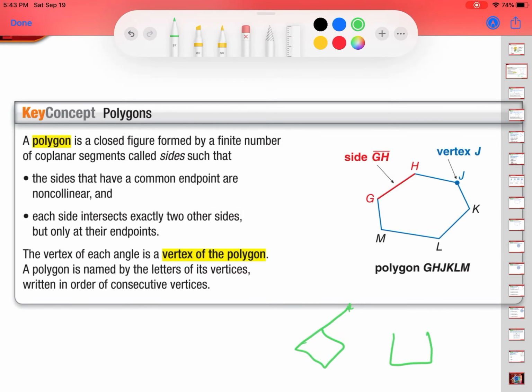So something like this, imagine all my sides are perfectly square, and then a rounded top, like the key on a basketball court, that would not be a polygon. There's our key, 3-point line. We got our hoop. Perfect. Lovely.